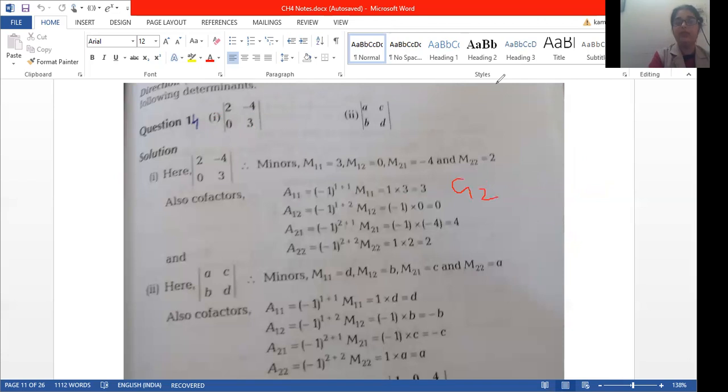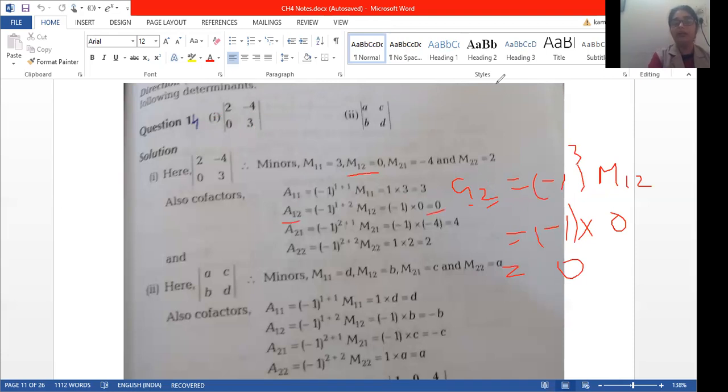Then C12. C12 will be equal to minus 1 to the power of 1 plus 2, that is 3, times M12. So minus 1 to the power of 3 is minus 1 times M12. The value of M12 is 0. So minus 1 times 0 is 0. So you got A12 as 0.